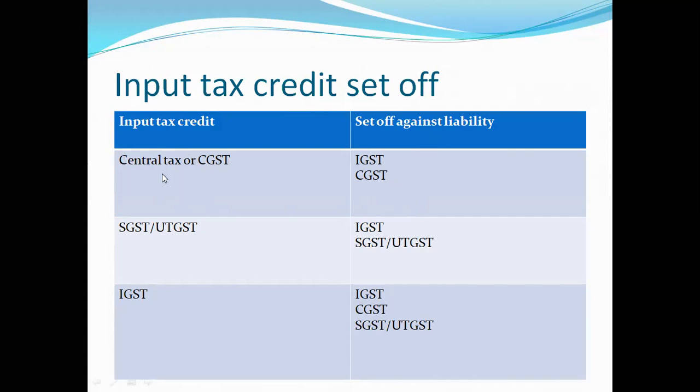Now, if it is CGST, suppose you are having a balance of input tax credit in the CGST account. That amount can be utilized for payment of liability of first IGST, second CGST. You have to follow the order. Whatever balance you have in your CGST account, that's called ITC. You can use this amount for payment of IGST tax liability first and second CGST tax liability. Follow the order.